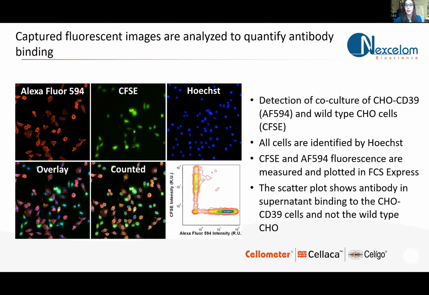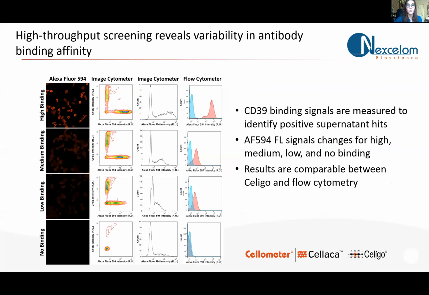Celigo, all of that cell level data is also compatible with flow cytometry software packages as well. So what you can see in the scatter plot here is that your hybridoma supernatant is eliciting binding on your antigen of interest expressing CHO, but not on the off-target wild type CHO. And you can very easily see that distinct population split in your scatter plot there. So you can utilize that to monitor binding efficiency.